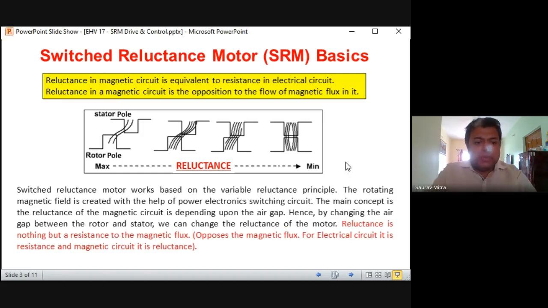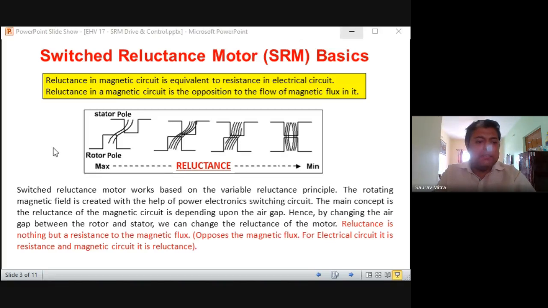Switch reluctance motor works based on the variable reluctance principle. This SRM is also called VRM, that is variable reluctance motor. Both are the same. Why variable reluctance? Because if stator and rotor are misaligned, reluctance is very high, maximum. If rotor and stator are perfectly aligned, reluctance is less. In between, reluctance is medium. As the reluctance between stator and rotor is changing, this SRM is also called a VRM. So switch reluctance motor works based on the variable reluctance principle.